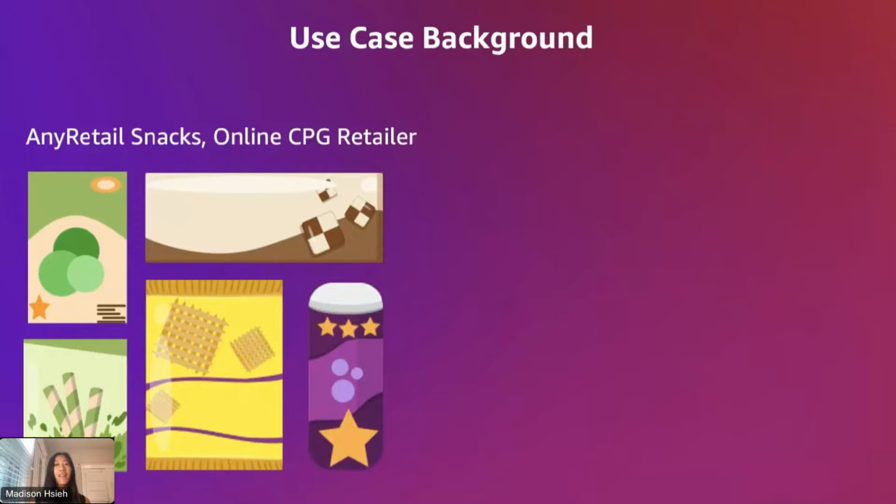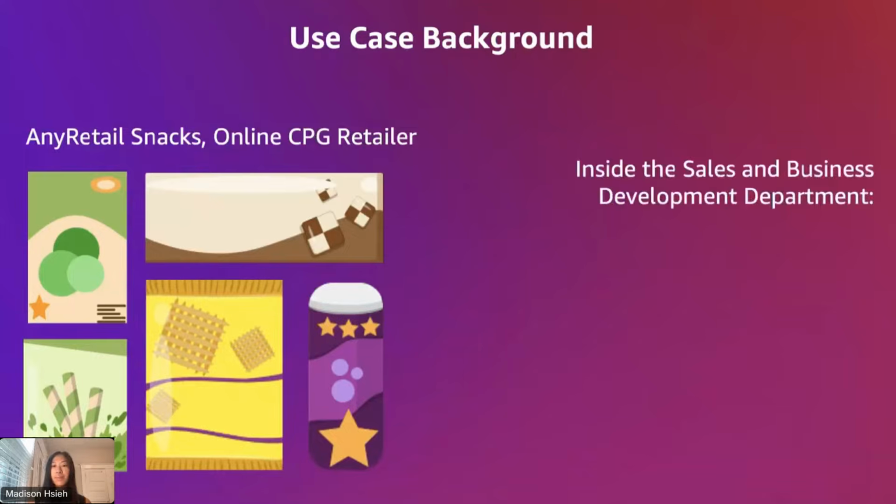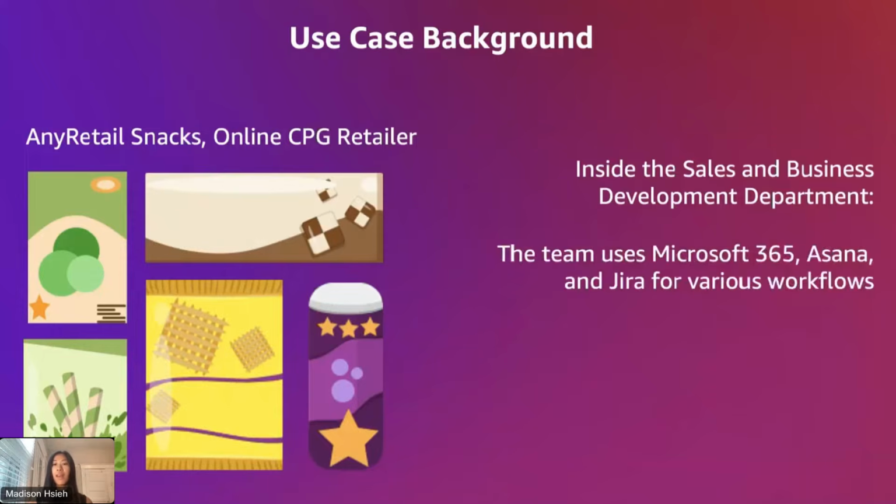They provide 5 healthy products. They're really focused on organic ingredients, sustainable packaging, and how to get healthy, nutritious snacks to regional specific flavors. So we followed last week the sales and business development department. So this week we'll be continuing to follow that department inside their Quick Suite account and how they would use the following capabilities. So the team uses Microsoft 365 application. They use Asana and they use Jira for their various workflows.